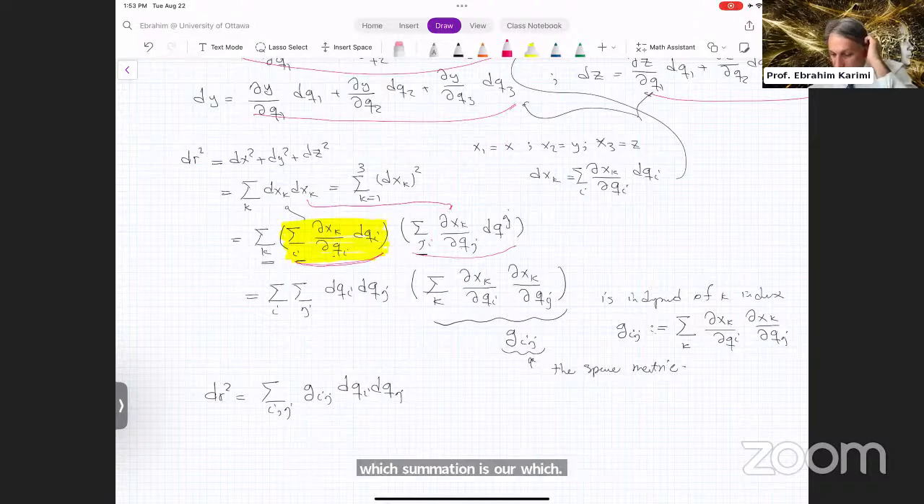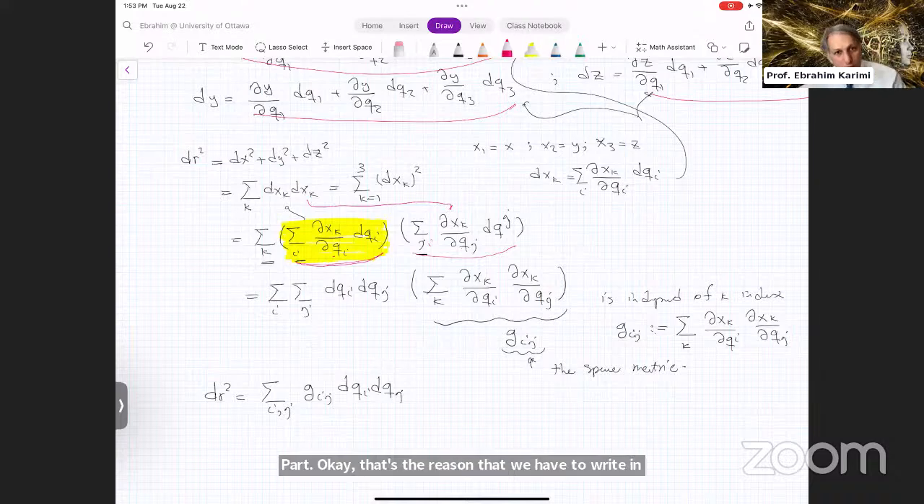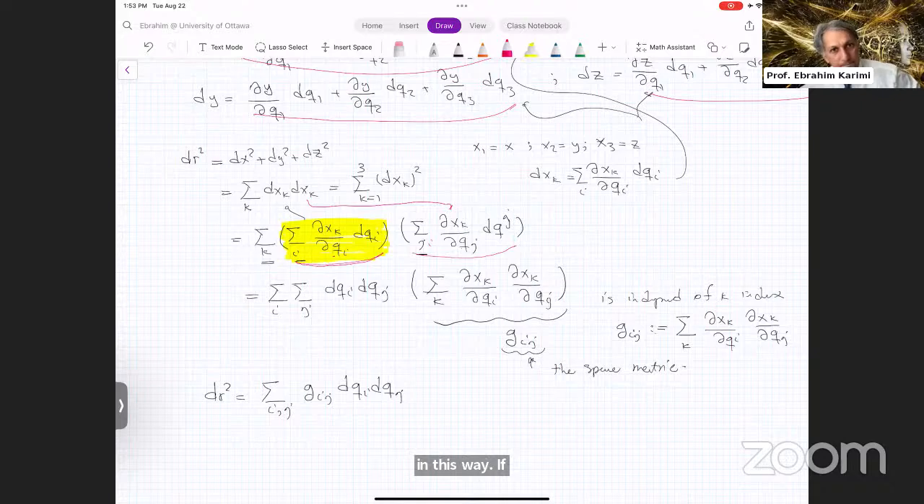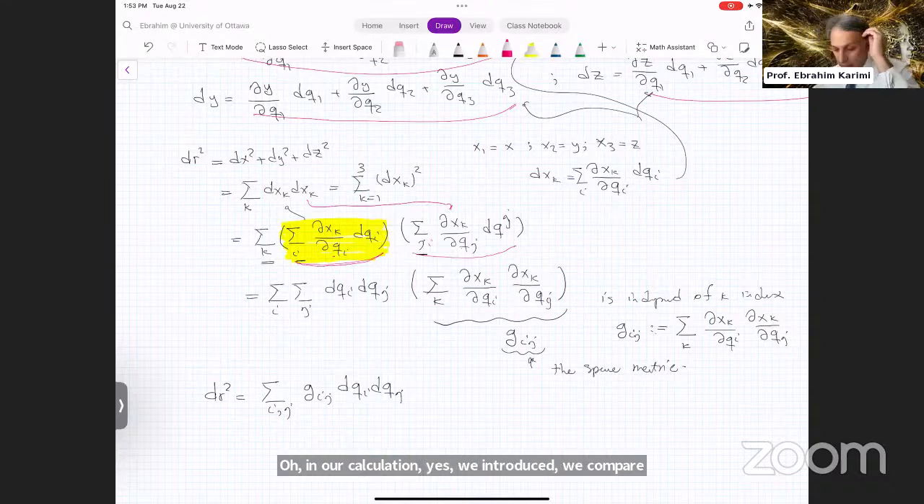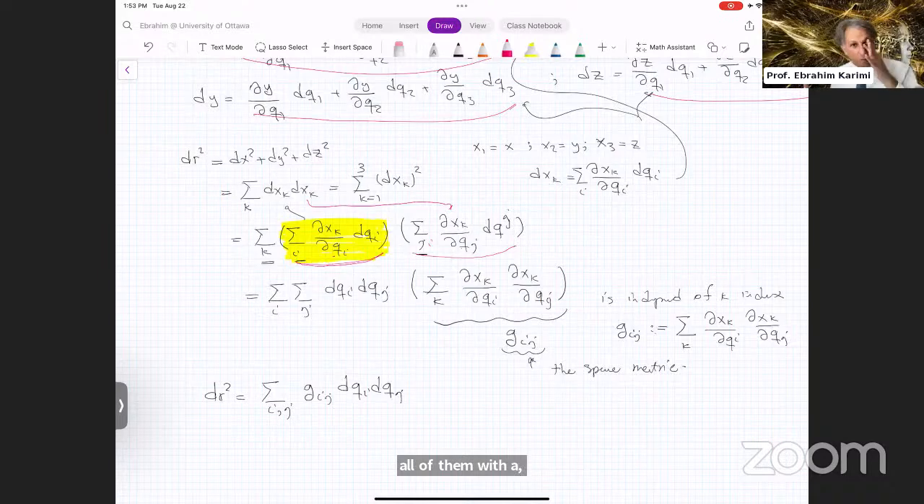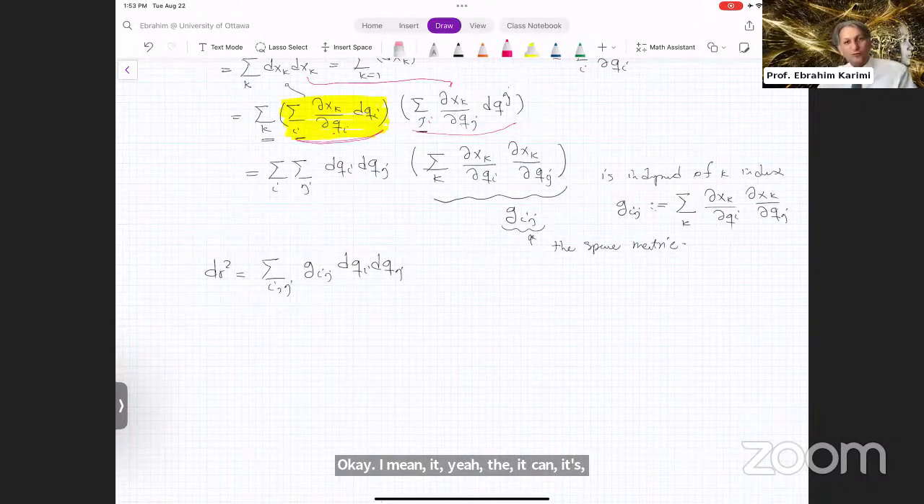Okay, that's the reason we have to write it in this way. In our calculation, yes, we compare all of them with the Cartesian, but this can be in a general formalism. Yes, it's a general formalism, but we started from the Cartesian coordinates because we understand them very easily.